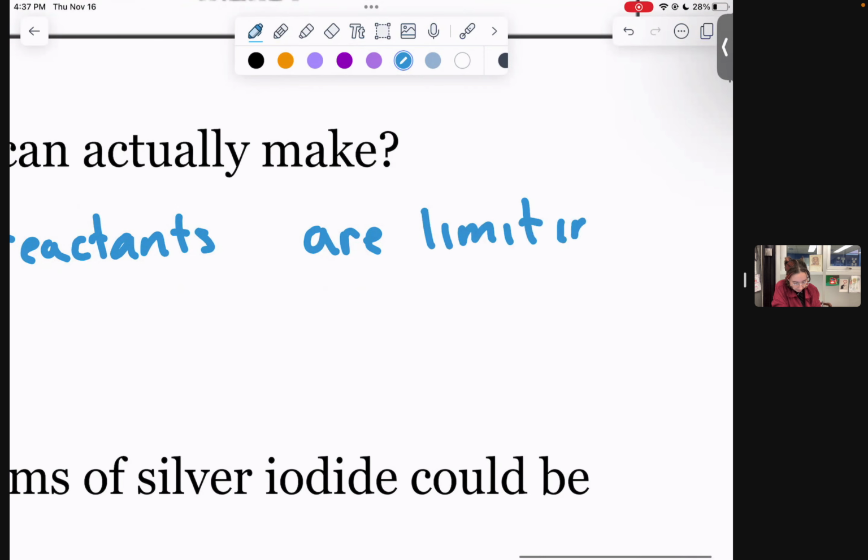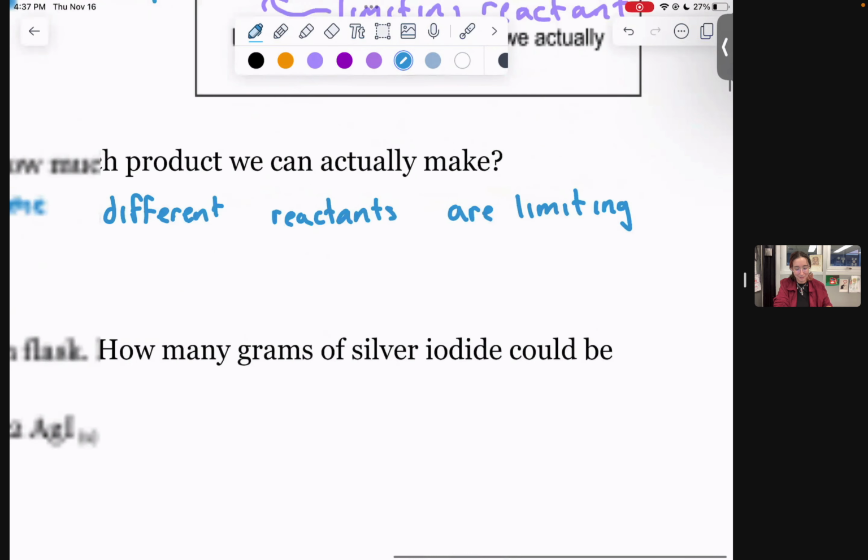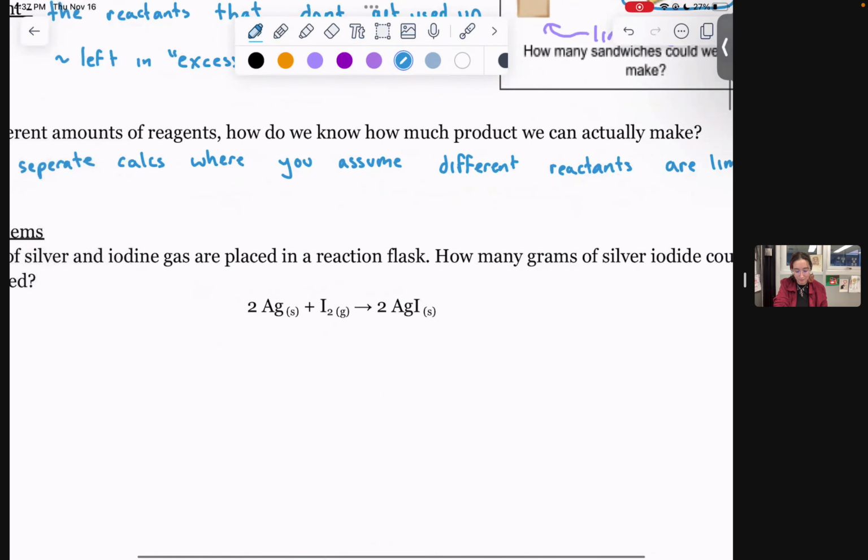I'll show you what I mean by that, but basically we're just going to do the math as if I have this much of one thing and plenty of the other, and then swap it, this much of one thing and plenty of the other. How much could I make? And we're going to see which one is going to run out first. Sorry, I don't know if I'm making that much sense right now, but you'll see.